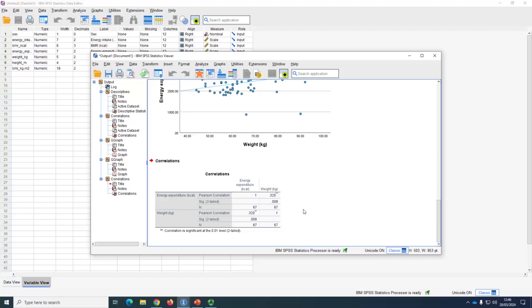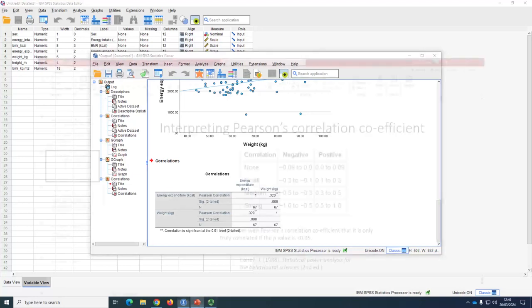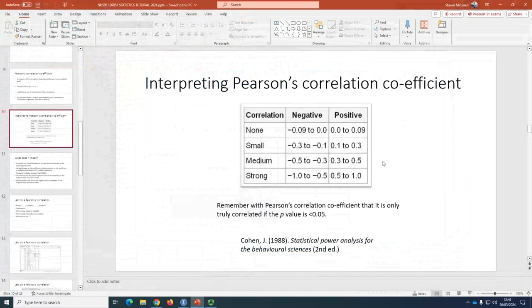Energy expenditure and weight, the correlation, the R value is 0.32. So the R value is 0.32. And if we go to our interpretations, according to this, is 0.32 no correlation, small, medium, strong? It would be small. Small. 0.32? 0.32.